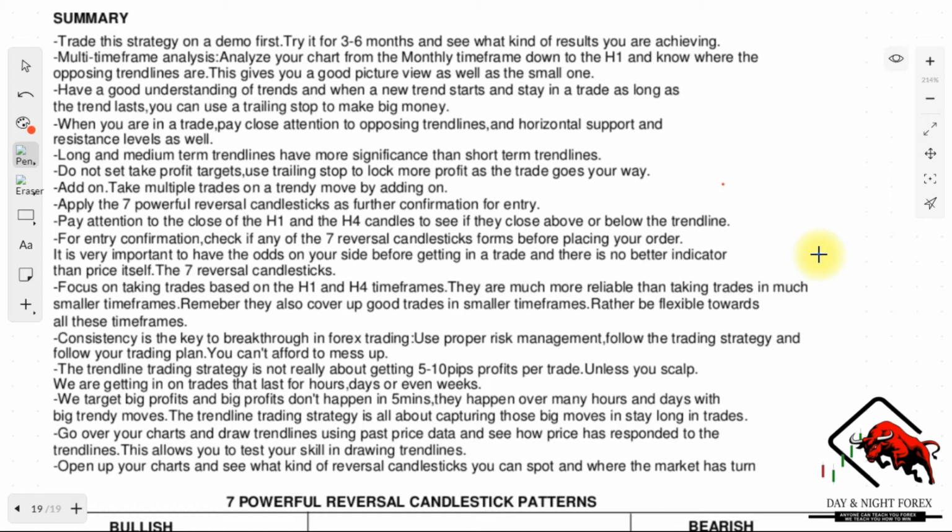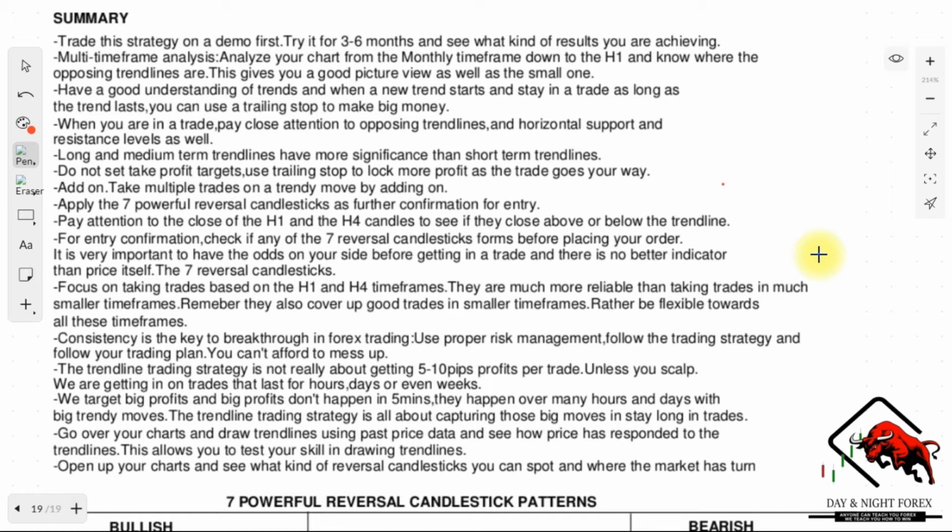And then another key thing to make the most out of a trend when you catch one is to add on more trades. So take multiple trades on a trendy move by adding on more positions, right? Apply the 7 powerful reversal candlesticks as further confirmations, which we're going to take a look at just below. But pay attention to the close of the H1 and H4 candlesticks. If they close above or below the trend line, that will be a confirmation of either a new start of a trend or a breakout, right, or continuation at least.